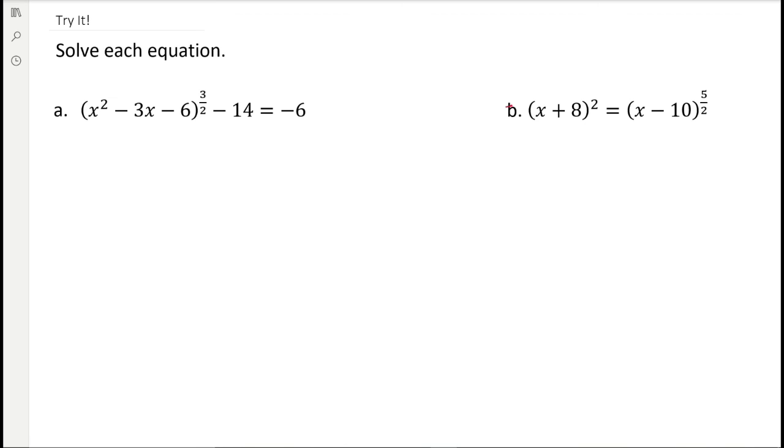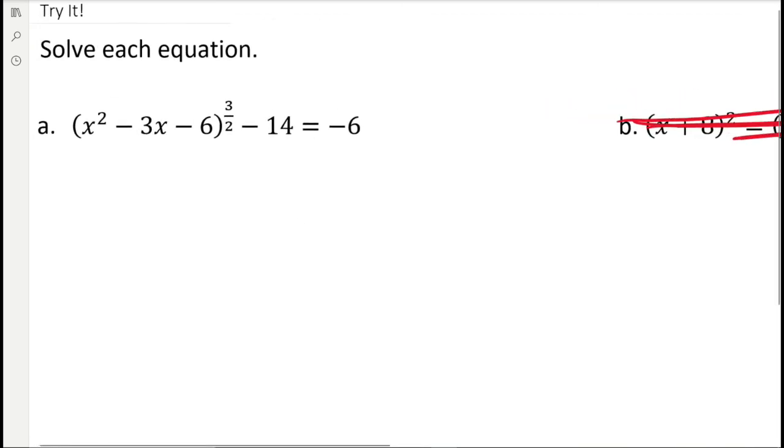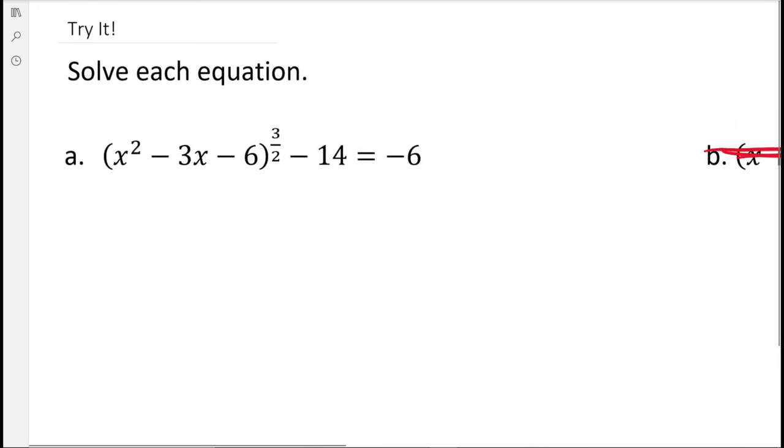All right, don't worry about that problem. Go ahead and try the first problem here in this set.